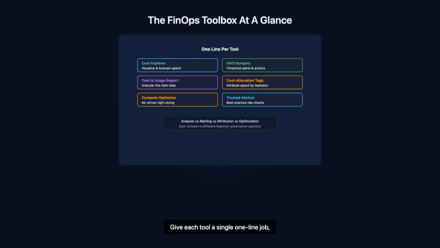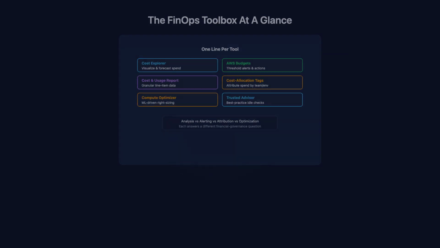Give each tool a single one-line job, and this whole topic gets simple. Cost Explorer visualizes and forecasts your spend. Amazon Web Services Budgets fires threshold alerts and can take action. The Cost and Usage Report gives you the granular line items. Cost allocation tags attribute spend by team or environment. Compute Optimizer does machine learning right-sizing, and Trusted Advisor runs best practice checks for idle resources. Notice the 4 jobs underneath: analysis, alerting, attribution, and optimization. Each tool lives in one of those buckets.